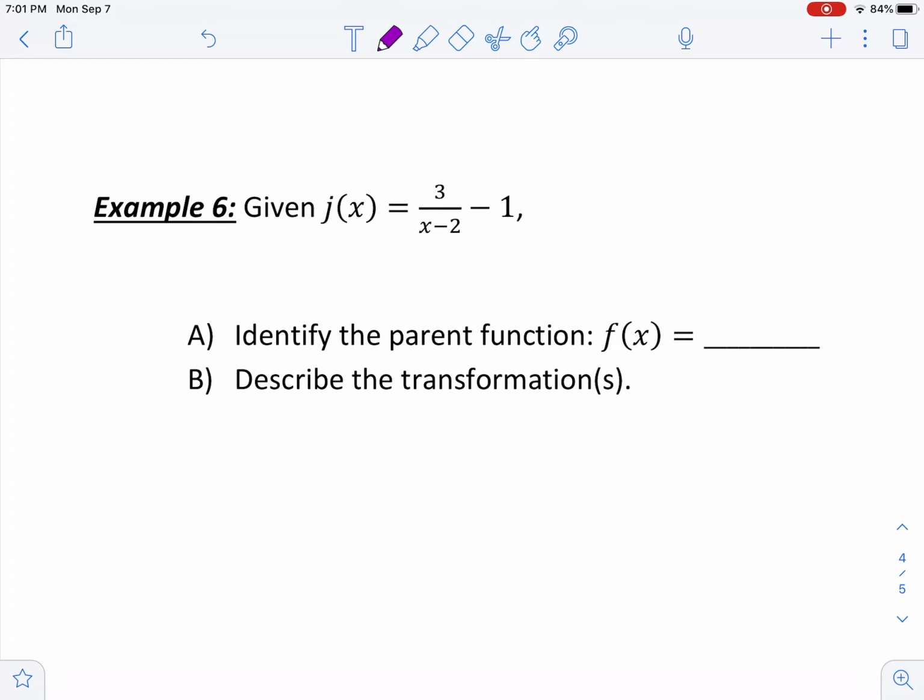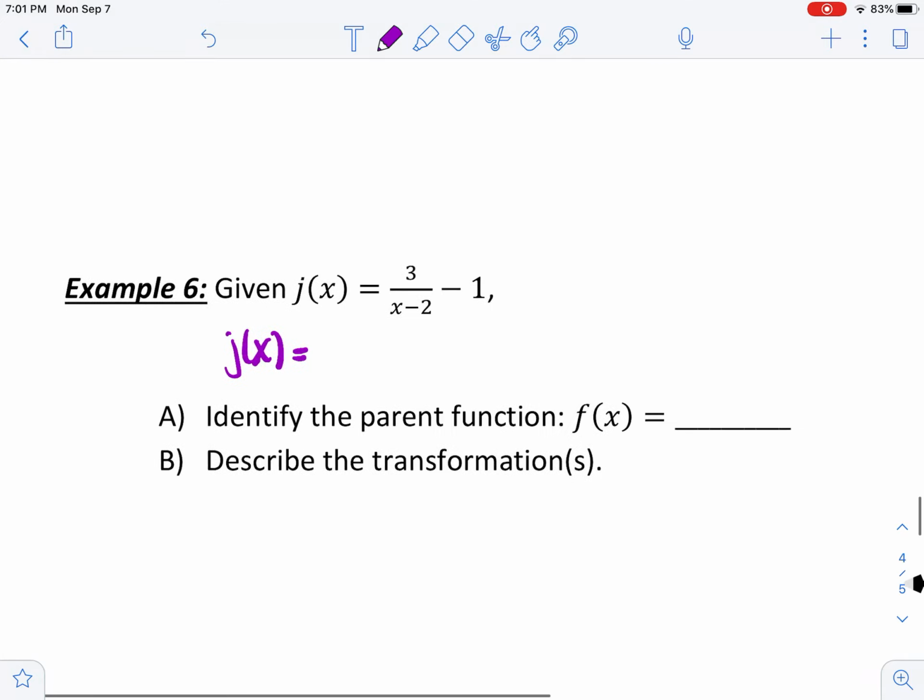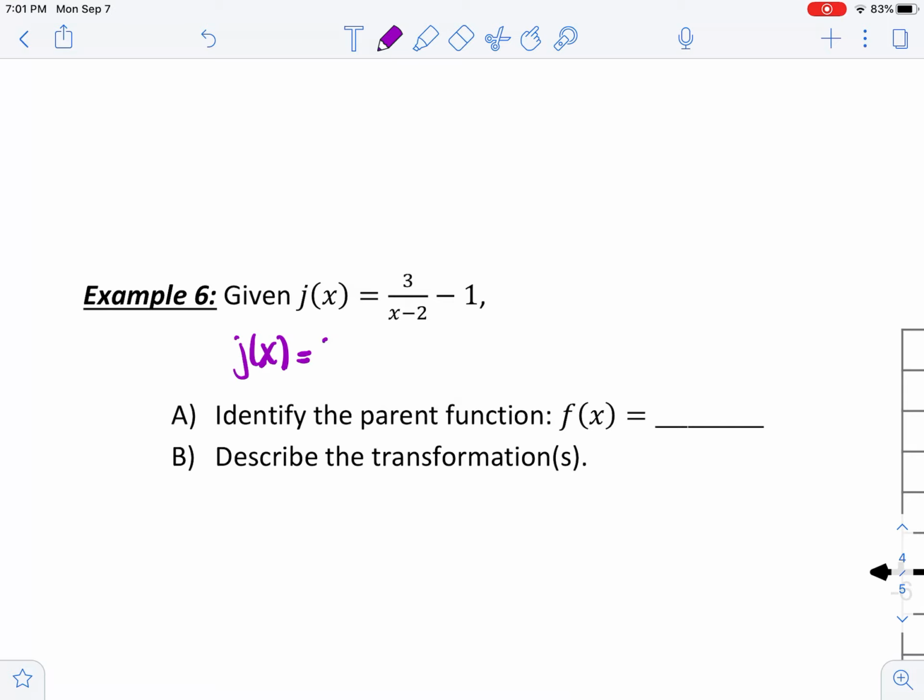First thing I notice about this one, so we gave you ones that are more challenging together in class. The ones that you have to do in your homework are not as challenging. But I want you to realize that this function can be rewritten as 3 times 1 over x minus 2 minus 1. Because if I were to distribute the 3 inside this fraction, the 3 would go here, and I would multiply that by 1, and I would get this. So I'm going to keep that in mind as I'm doing this. You don't have to rewrite it.